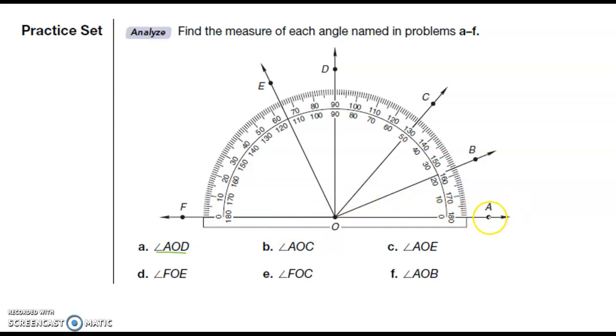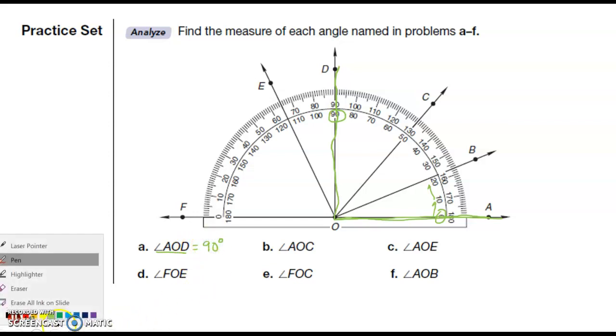So let's get started. AOD. So this is AO, D. Since I'm starting here, wherever you align the very bottom of your angle, that's going to be 0, and it gets larger as we go up. It makes sense, right? All the way to 90, and that's the measure of angle AOD.